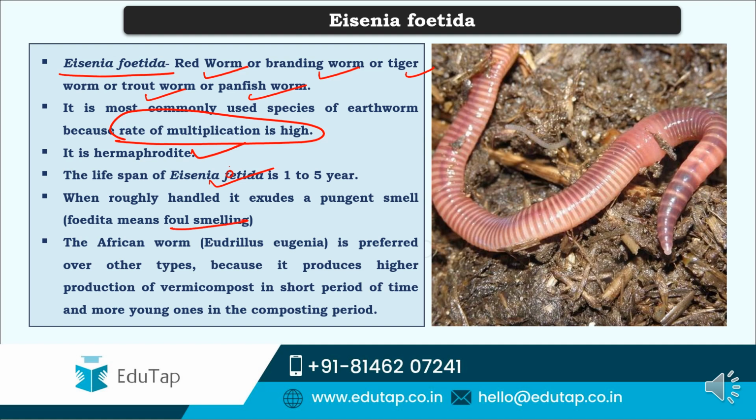Foetida means foul smelling. Other than this, the African worm, that is Eudrilus eugeniae, is preferred over all the other types because it gives higher production of vermicompost in a shorter period of time, and more young ones are added during the entire composting period. So this is the most preferable one. But because of availability, Eisenia foetida is the most commonly used species of earthworm for the vermicomposting process.